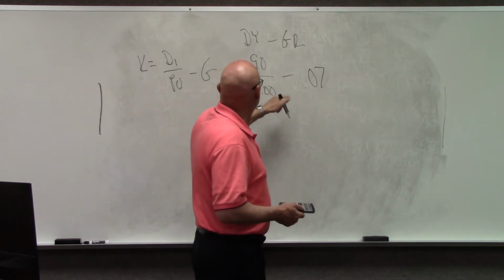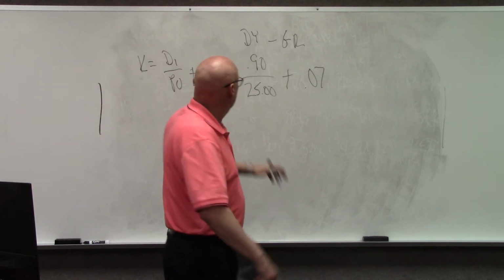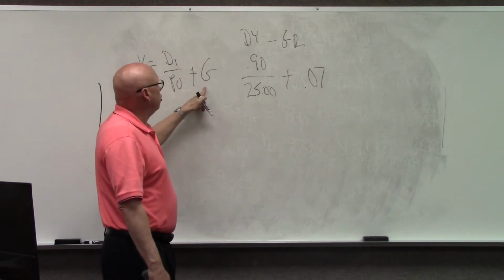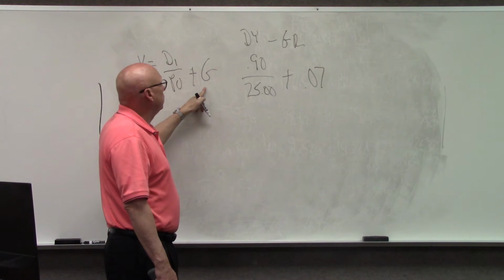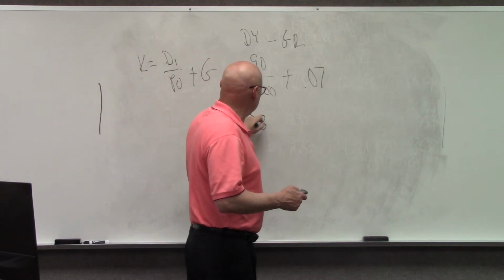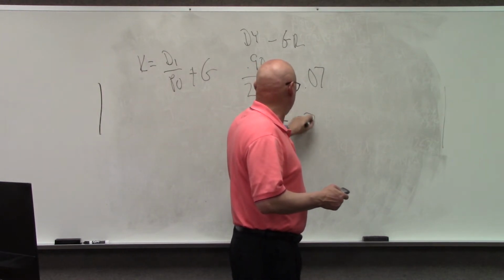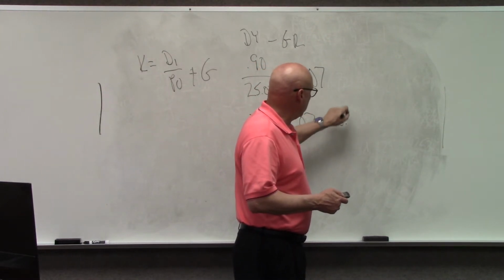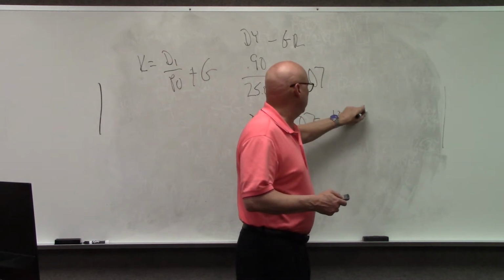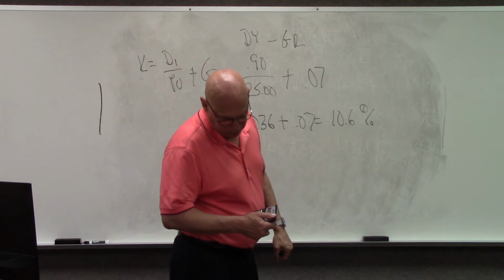I'm sorry, it's not minus, it's plus g. Sorry, my bad. D1 over P0 plus g. So it's the dividend yield, 0.036, plus the growth rate, 0.07, equals 10.6%. All right, sorry about that.